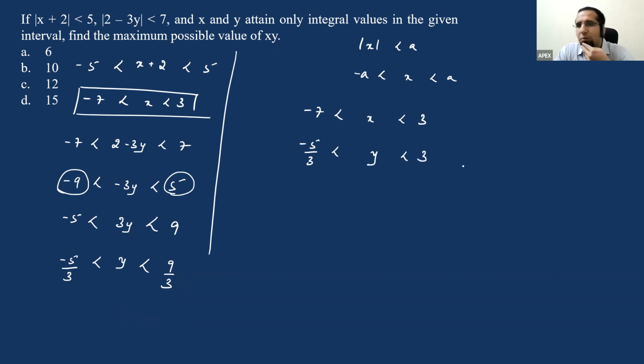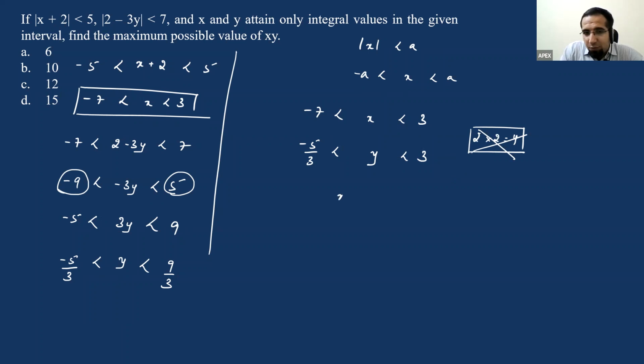What is the maximum possible value of xy if x and y attain only integral values? One thought process sometimes says we can go with 2 into 2, that is 4. Thank God it's not a fill in the blank question, right? And thank God that 4 is not in the options, therefore 4 is not the correct answer. You need to understand that minus into minus will also give you plus.